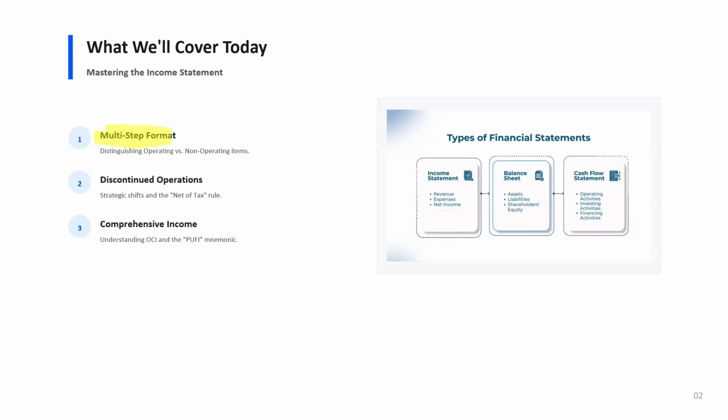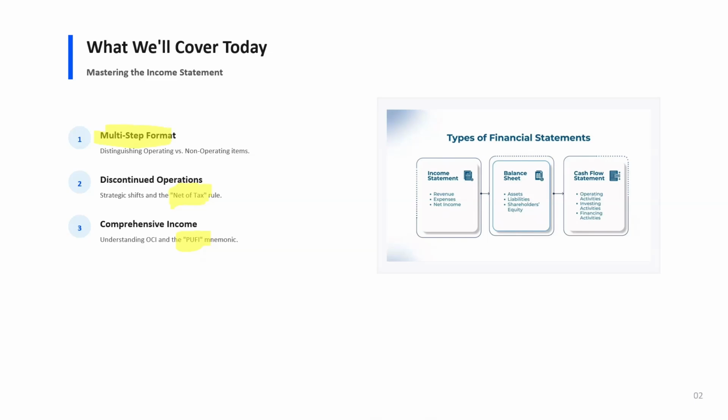Then we will move to discontinued operations. This is a high yield topic, and you may remember the net of tax rule here. This is absolutely critical. Finally, we will wrap up with comprehensive income, making sure that you know what other comprehensive income is, and the use of a mnemonic to remember its components. We are going to use these concepts to solve 5 increasingly difficult questions.